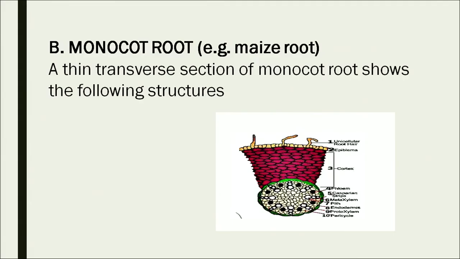Number 4 which you see is the phloem, 5 is the Casparian strip, the thickened part of the endodermis whereby the flow of liquid is channelized or given direction, and number 6 you are seeing is the metaxylem, and 7 is the center or the pith where the storage of food can happen. Then number 8 is the endodermis, number 9 is the protoxylem, and number 10 is the pericycle. So, this is how monocot and dicot roots differ from each other.